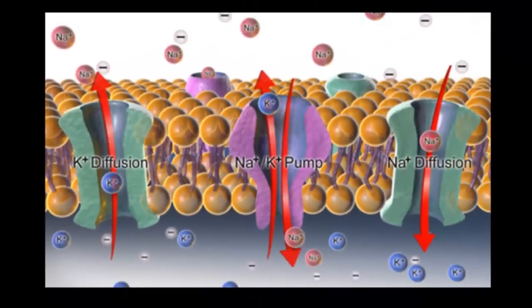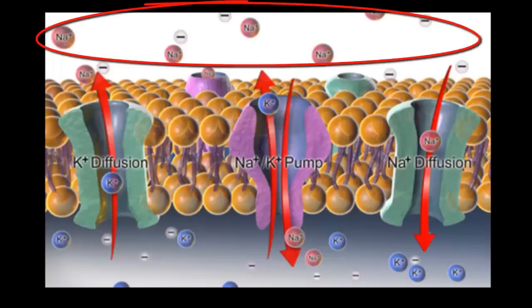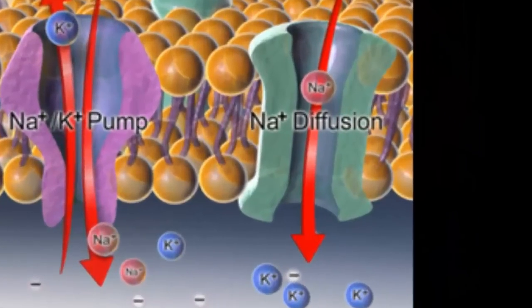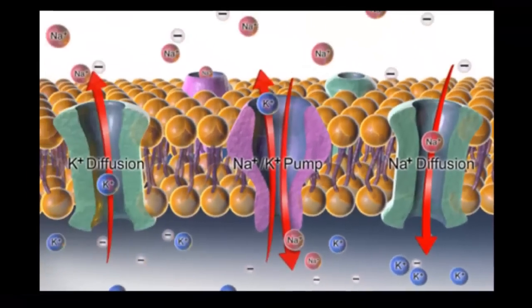On the right side, you see the exact opposite scenario. This time it's with sodium. Sodium has a higher concentration outside, lower concentration inside. So just natural diffusion is occurring when these sodium ions go from high to low. Natural molecular movement. Now if you look at the sodium-potassium pump that's in the middle, in this case, both the potassium and the sodium are moving against the concentration gradient.